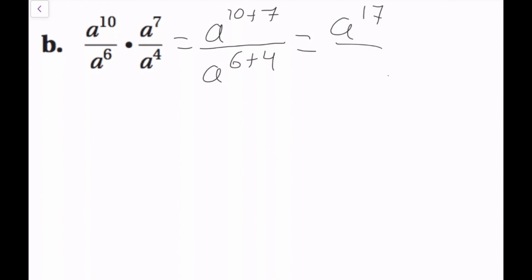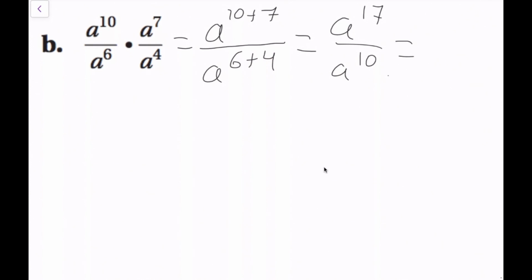So the way that looks is I have a to the 10th times a to the 7th. So when I'm multiplying fractions, I can just multiply the tops and multiply the bottoms. So this would become a to the 10 plus 7, because they have the same base, and then over a to the 6 plus 4. And then this becomes a to the 17th over a to the 10th.